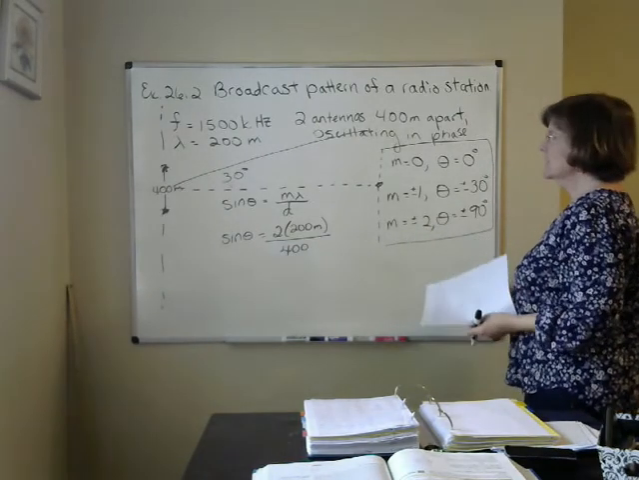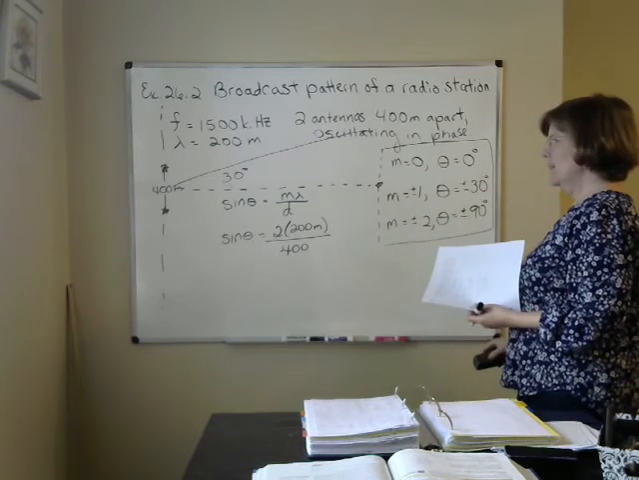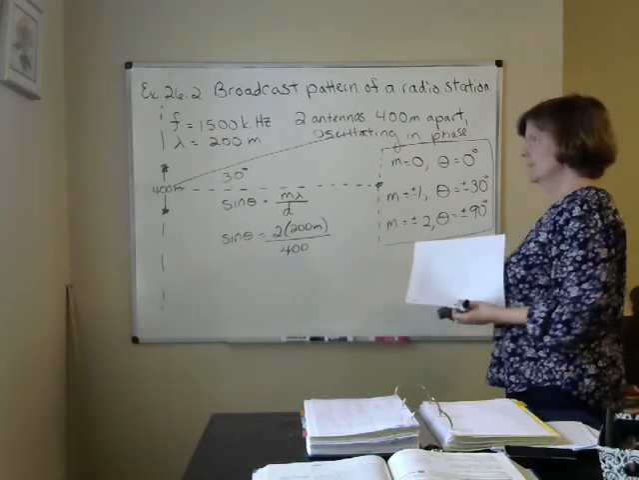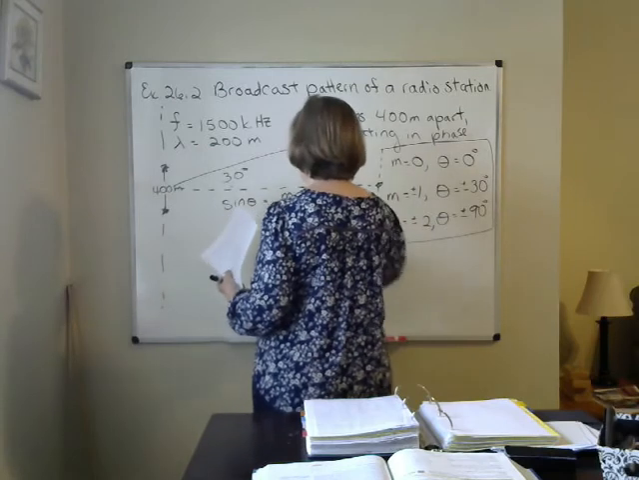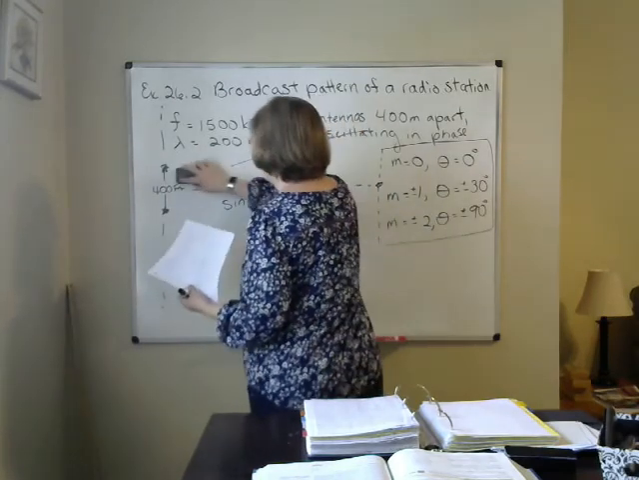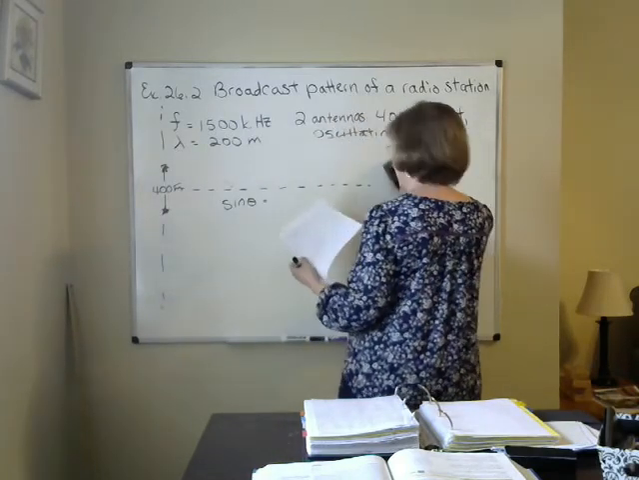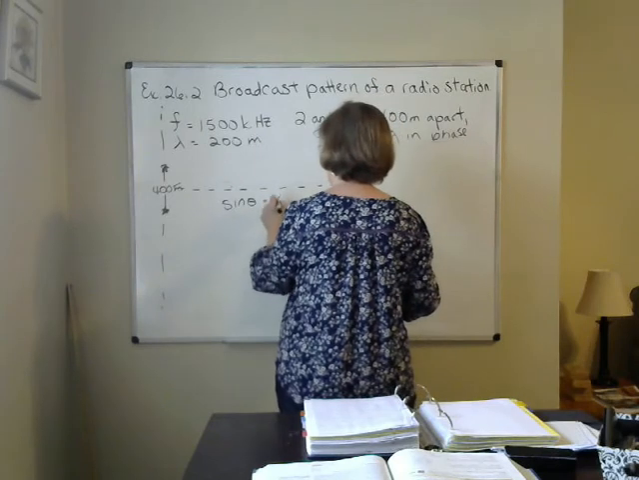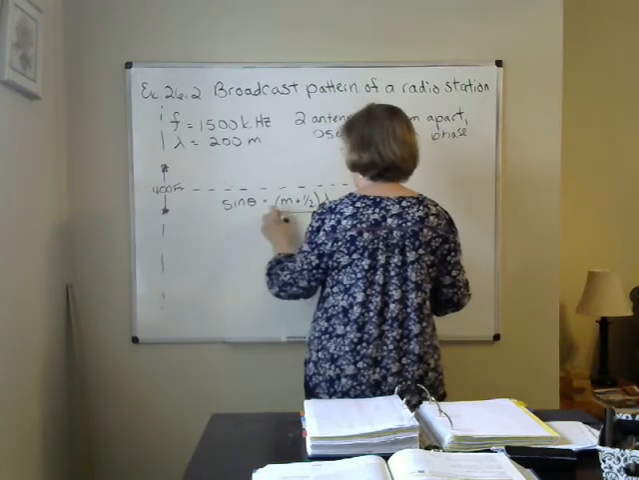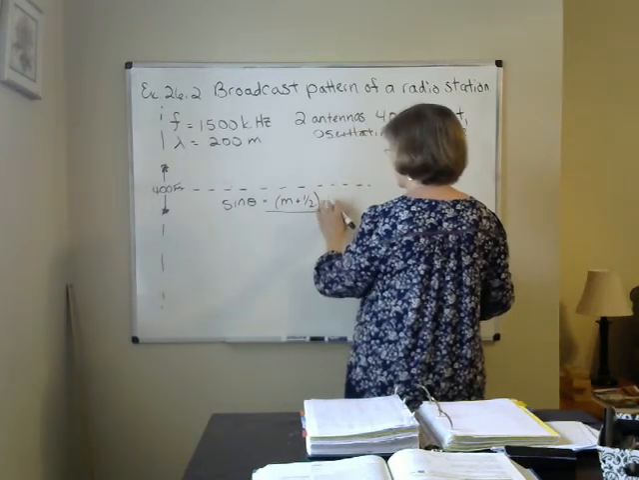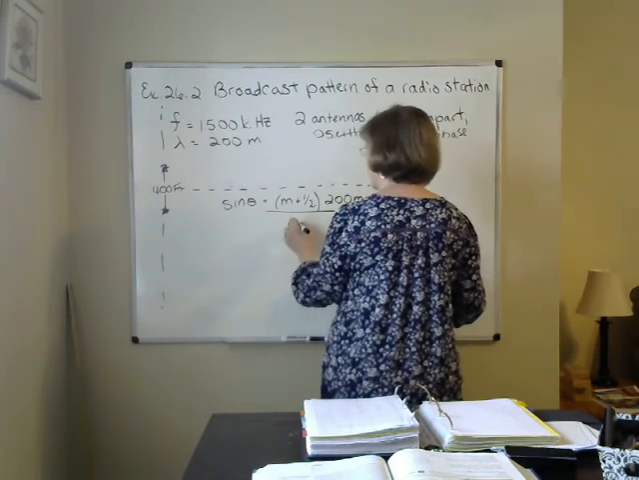The second part of that question says, if these are the directions for maximum intensity, what are the directions for minimum intensity? That's really easy because all I have to do is keep the same formula and change that m to m plus a half. So sine theta equals m plus a half times the wavelength over d. Well, the wavelength is still 200 meters, and d is still 400 meters.